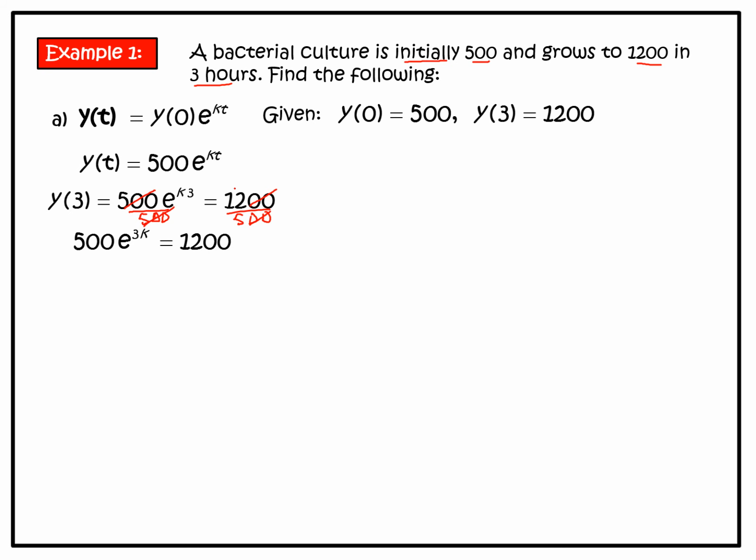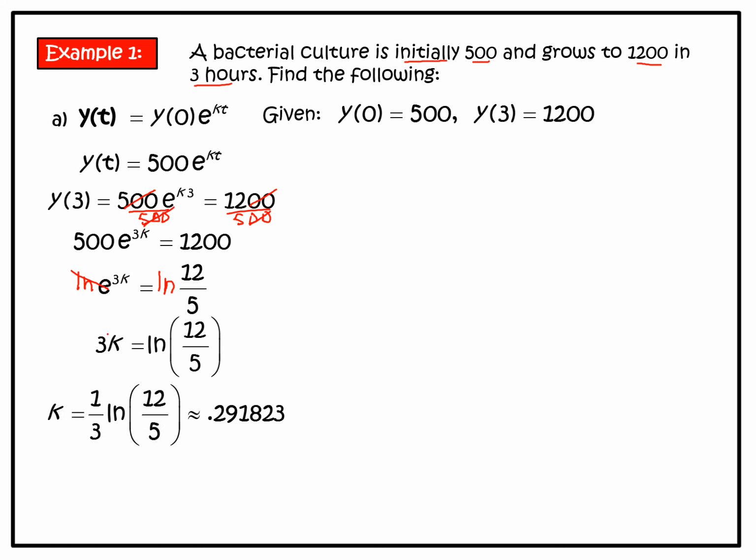And then we want to undo that exponential. So we will take a log on both sides. ln and e cancel. So we're left with 3 times k is natural log of 12/5. And divide both sides by 3. K is 1/3 times the natural log of 12/5, which to 6 decimal places is 0.291823.